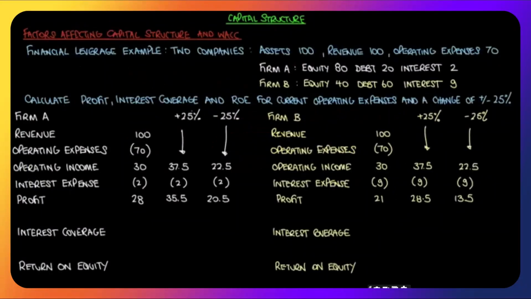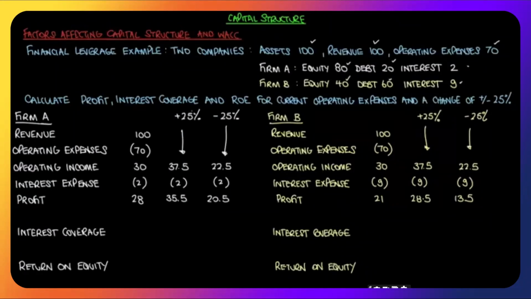Again, let's illustrate with an example. This time, we have two companies with assets of 100, revenue of 100, operating expenses of 70, but firm A, on the left, is financed with 80 equity and 20 debt. Interest they're paying is 2. Firm B, on the right, 40 equity, 60 debt. Interest they're paying is 9.